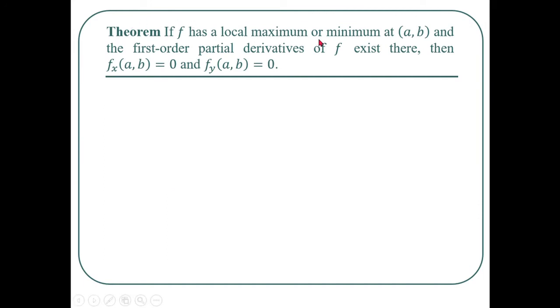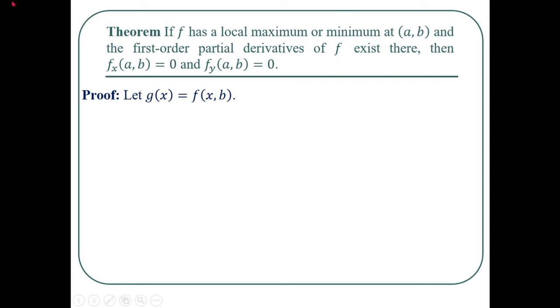Theorem: if f has local maximum or minimum at (a, b) and the first order partial derivatives of f exist there, then fx at (a, b), means partial derivative of f with respect to x at the point (a, b), is equal to 0, and fy at (a, b) is equal to 0, that is again partial derivative of f with respect to y at the point (a, b) is equal to 0. Means if f has a local maximum or minimum at (a, b), then its partial derivatives with respect to x as well as with respect to y at the point (a, b) are 0.